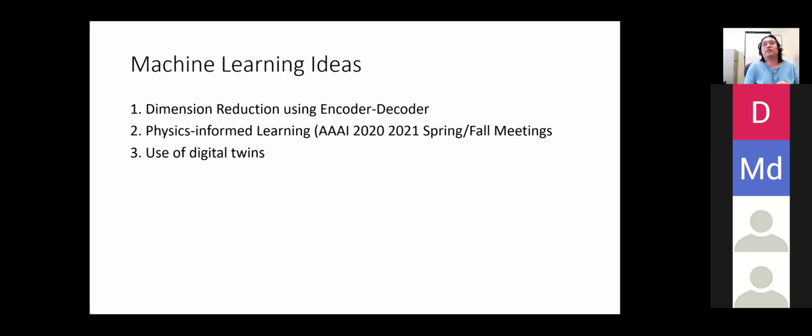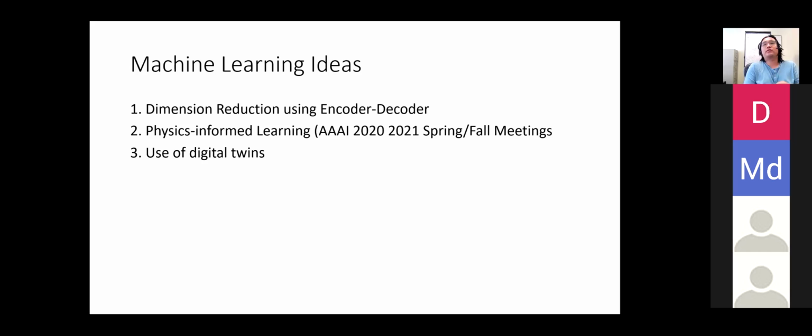So several ideas, like dimension reduction or just compression using this kind of neural network, to have more compressed representations with a small number of bases or features than the traditional technology can achieve. Another one is physics-informed learning.